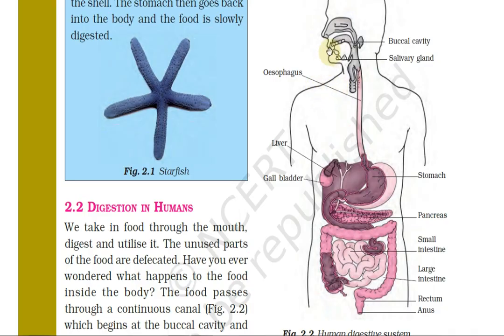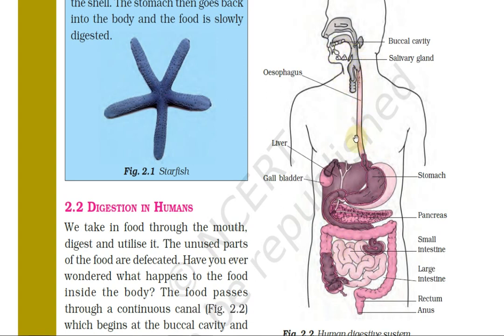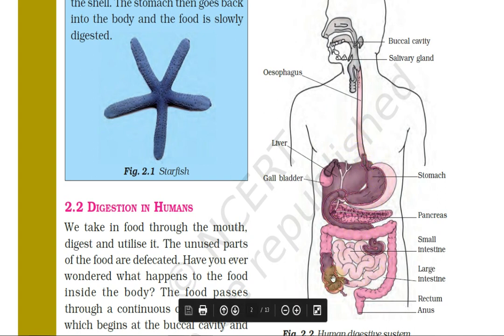So till now we have studied the single long tube-like structure which starts from the buccal cavity and ends at the anus. This whole long tube is called the alimentary canal or the digestive tract. It starts from the buccal cavity and goes along the stomach, small intestine, large intestine, and then rectum and the anus. So this whole single tube is called the digestive tract.